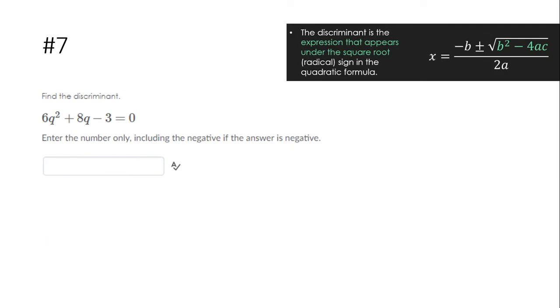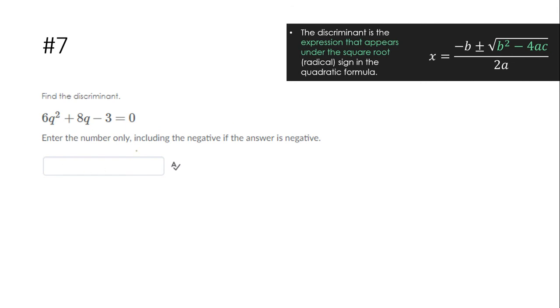Right, number 7, find the discriminant. So the discriminant is the expression that appears under the square root or the radical sign in the quadratic formula. So right here, this part in green, that's the discriminant. That's the only thing we have to do or calculate.